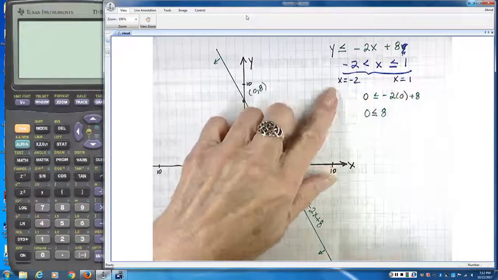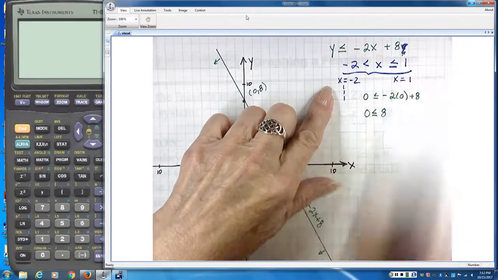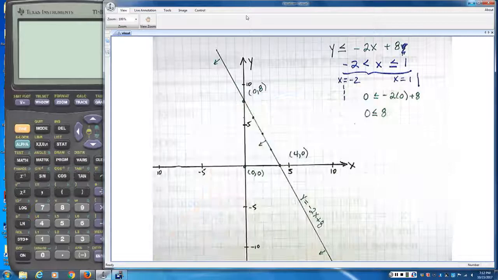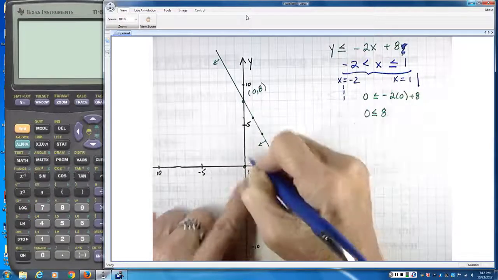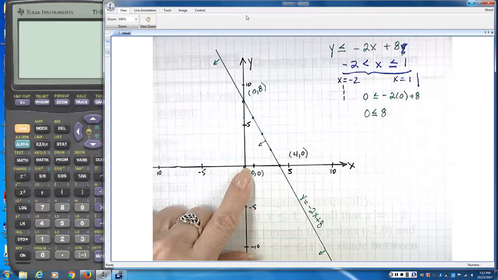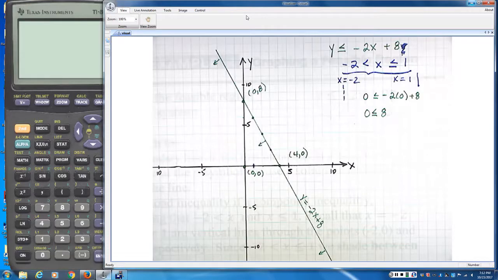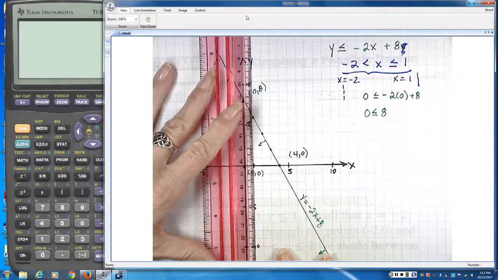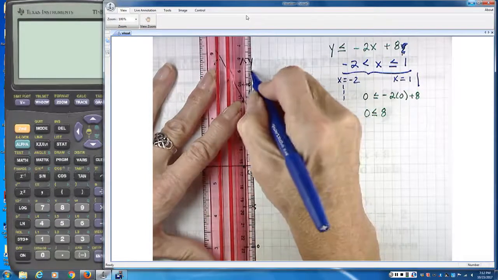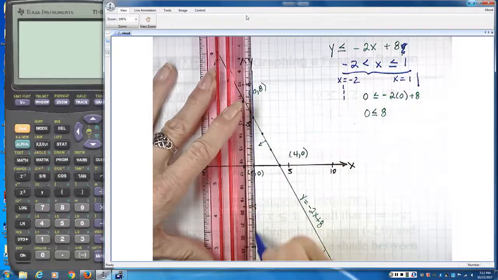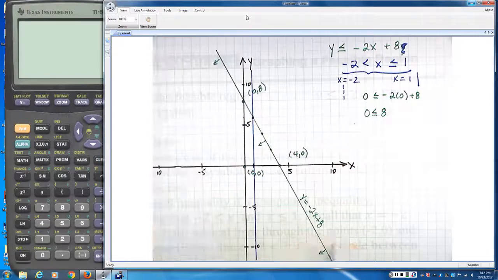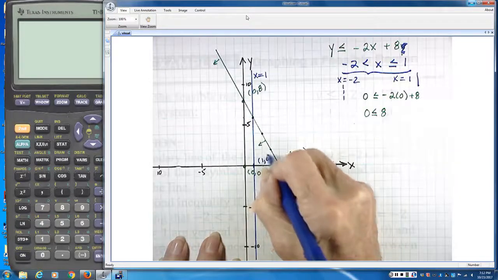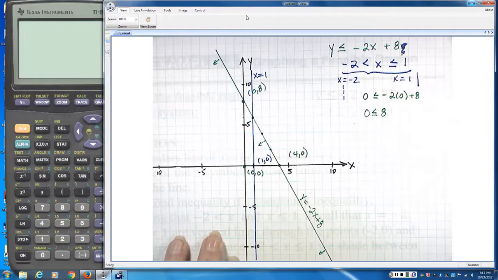The one at negative 2 needs to be a dash line. The one at 1 needs to be a solid line, because there's an equals there. So I'll go over here and I find the point, x equals 1, and I draw a straight up and down vertical line at x equals 1. Has a y-intercept of 1, 0.